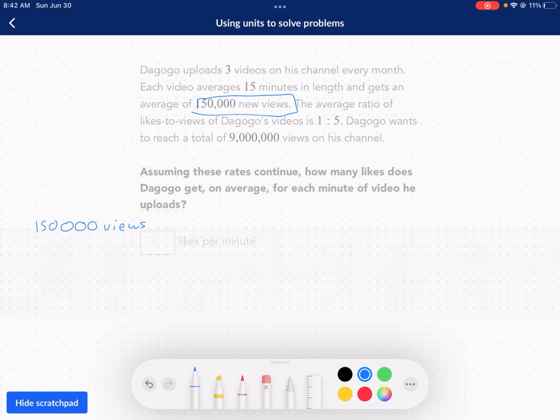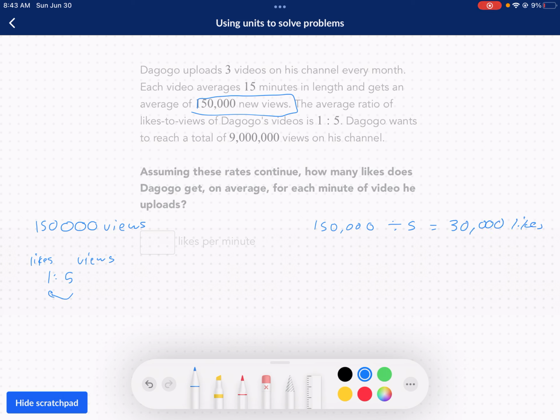What does that mean? So, likes to views, 1 to 5. There's the likes, there's the views. So if he has 150,000 views, he's going to have 5 times fewer likes. So we can do 150,000 divided by 5, because there are 5 times as many views as likes. And we can say that we have 30,000 likes for each one of his new videos.